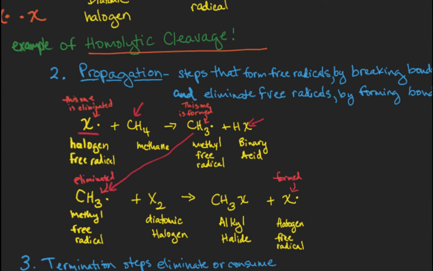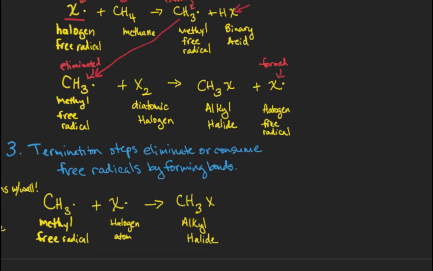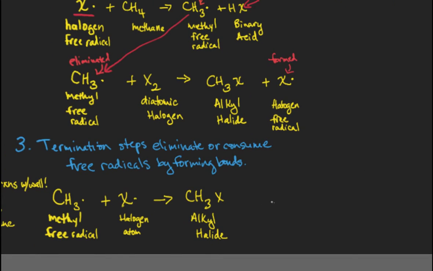So propagation, you consume and create free radicals. Termination, you just consume the free radicals. There are no more left. The desired one is the one that is the alkyl halide. If you remember, we did create an alkyl halide on this step. And the reason it's not a termination step is because we formed this free radical. We cannot form any free radicals in a termination step.